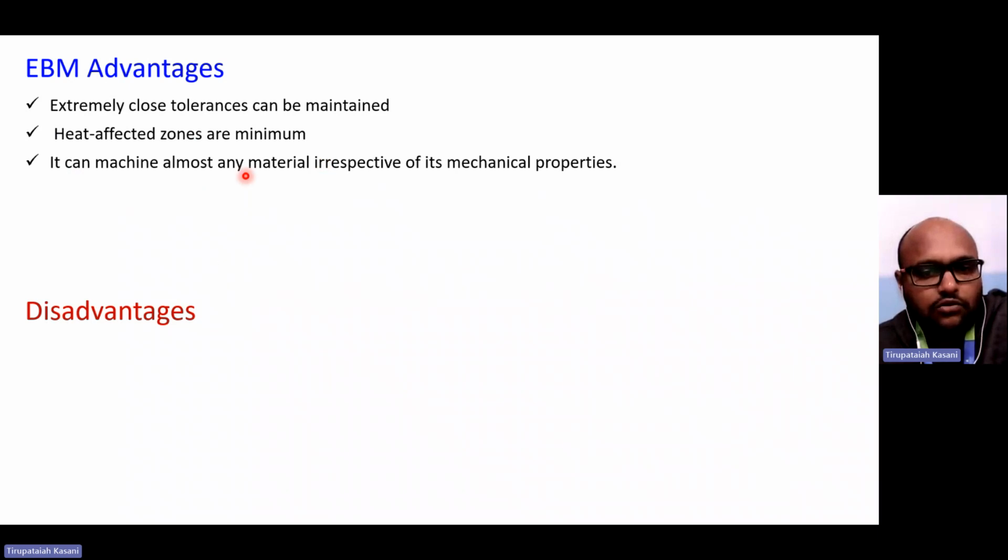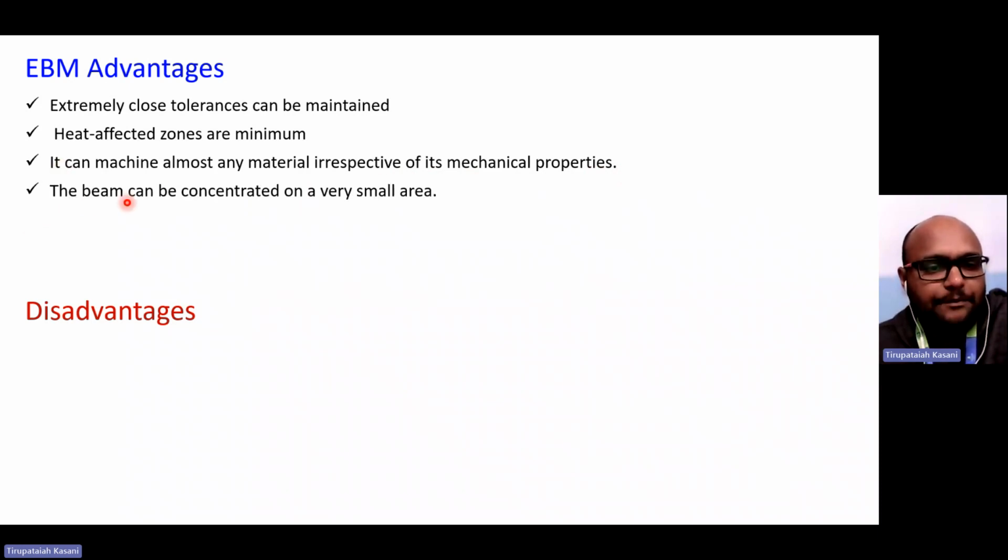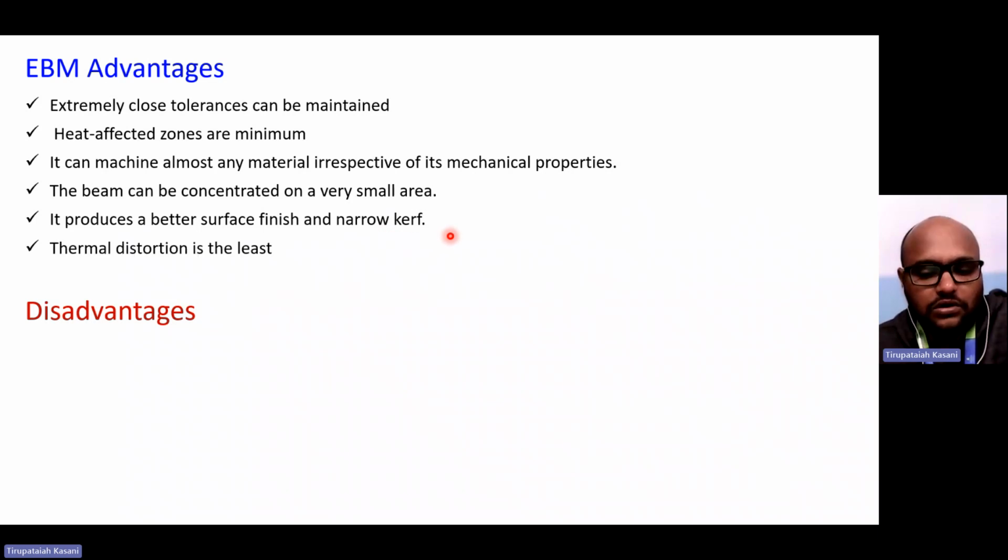It can machine almost any material irrespective of its mechanical properties. It can be melted. The beam can be concentrated on a very small area. It produces a better surface finish and narrow kerf. The narrow kerf means whatever the diameter of the slot or the hole that is produced, that is nothing but the kerf. Thermal distortion is less. Why? Because here the heat affected zone is less. Due to the thermal energy, the heat affected zone is minimum. Thermal distortion due to the thermal energy is also less.